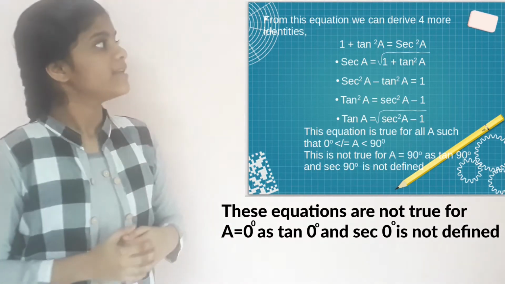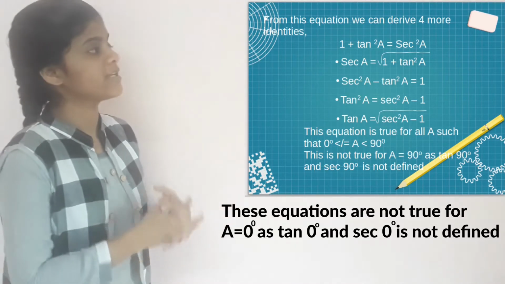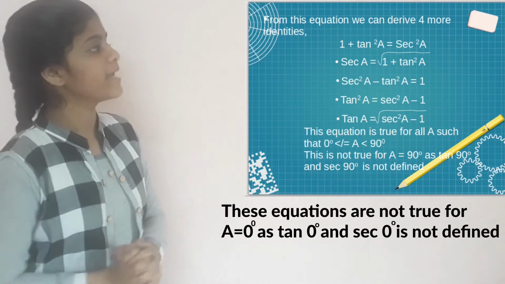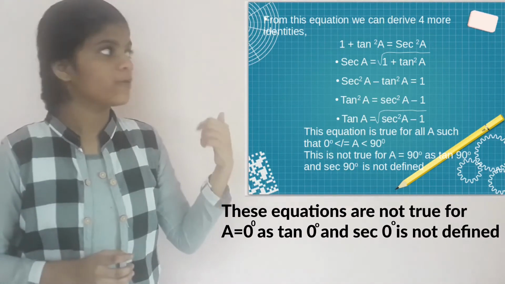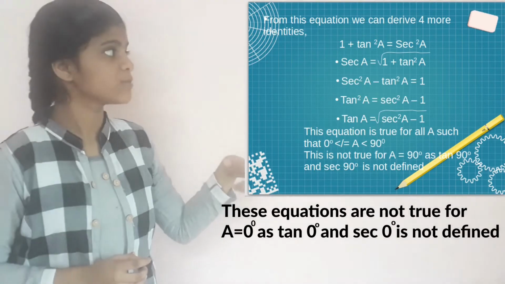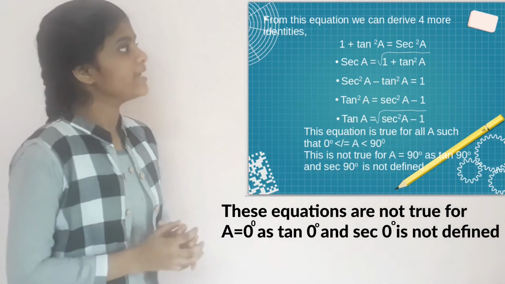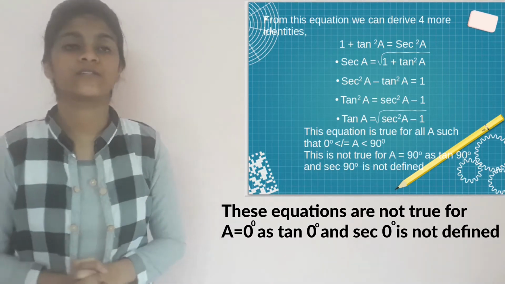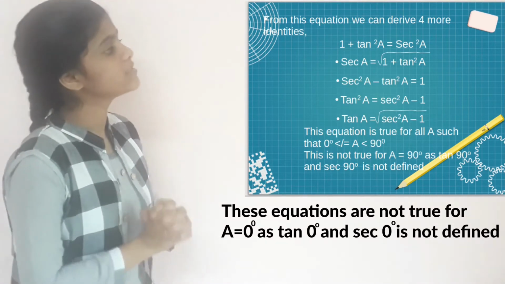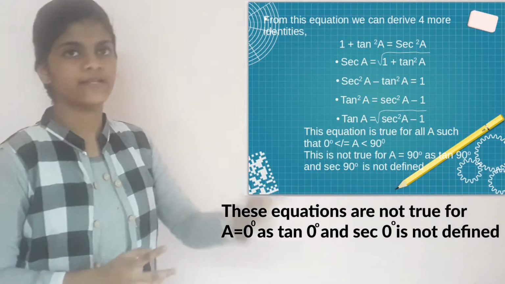Now again, let us move the tan square A to the other side. So the equation again changes to sec square A minus tan square A is equal to 1. It was plus tan square A before we moved it to the other side, so when it is moved to the other side, it becomes minus tan square A. Now again we are moving plus 1 to the other side. So the equation again changes to tan square A is equal to sec square A minus 1. Plus 1 when it is moved to the other side changes to minus 1.